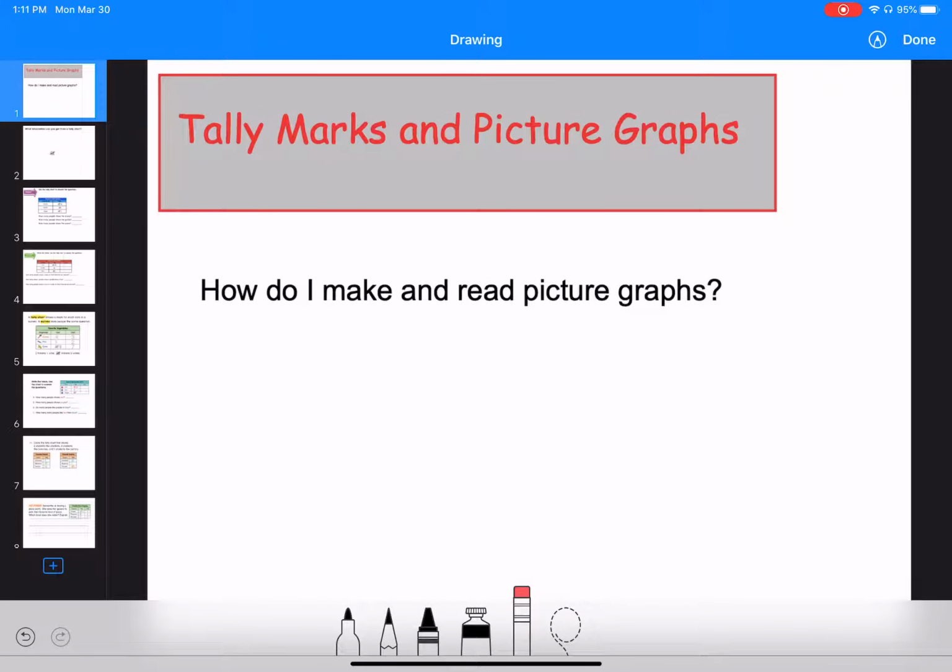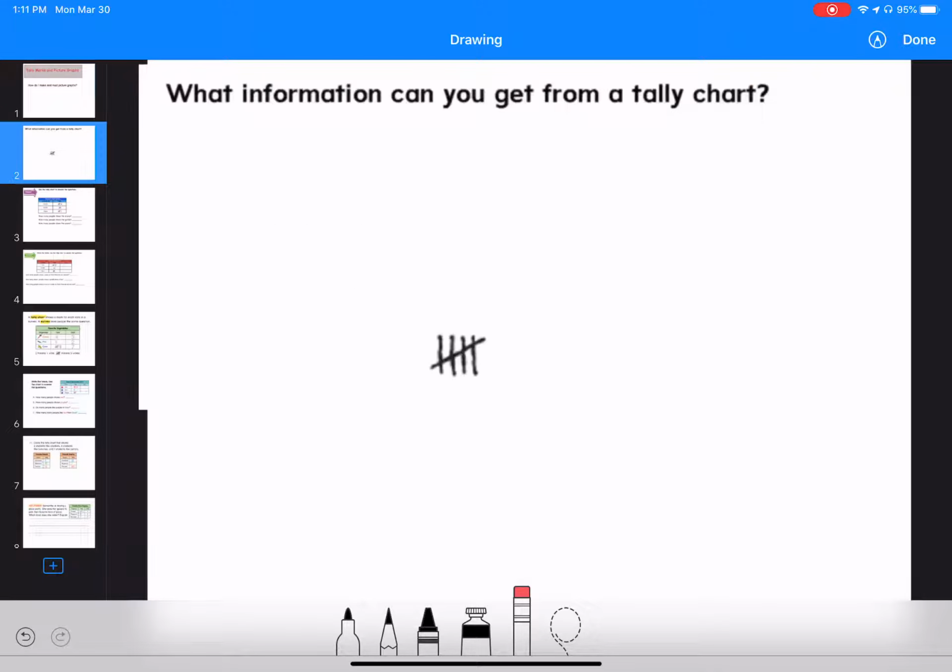Hi, boys and girls. This week we are going to be learning about tally marks and picture graphs. You are actually going to be making your very own tally chart and picture graph later on this week. So let's go ahead and do a quick review.